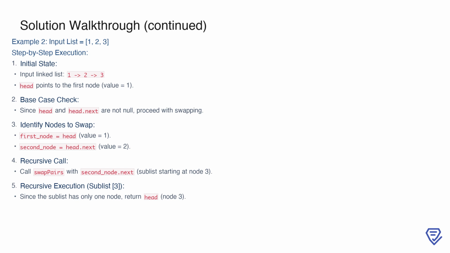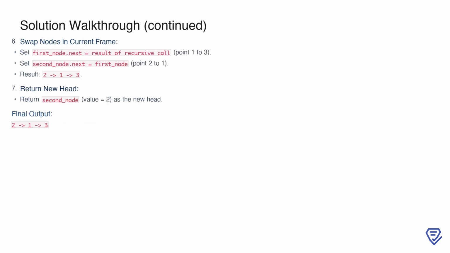Now, in the recursive execution for the sublist 3, we see that the sublist has only one node. Since the base case is met here, the function returns the head, which is the node with value 3. This concludes the recursive step for the sublist.